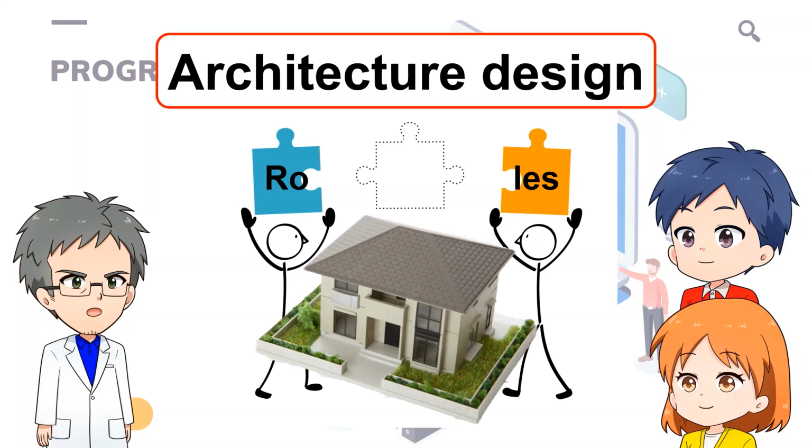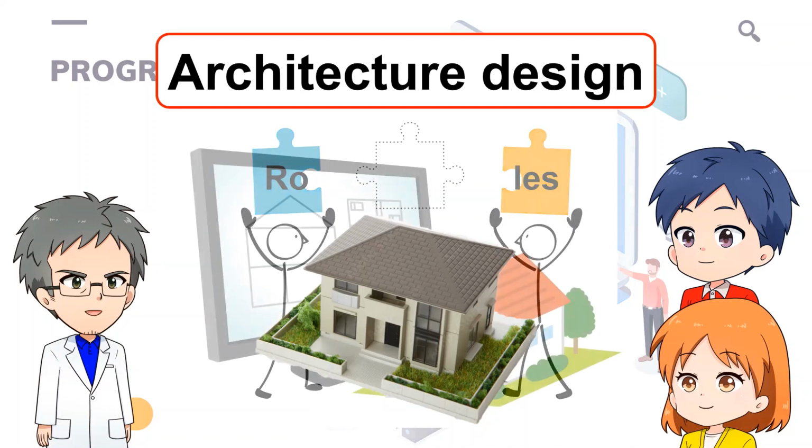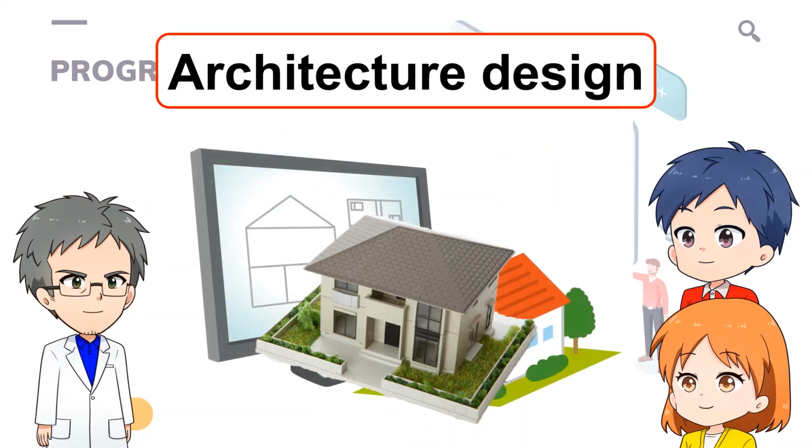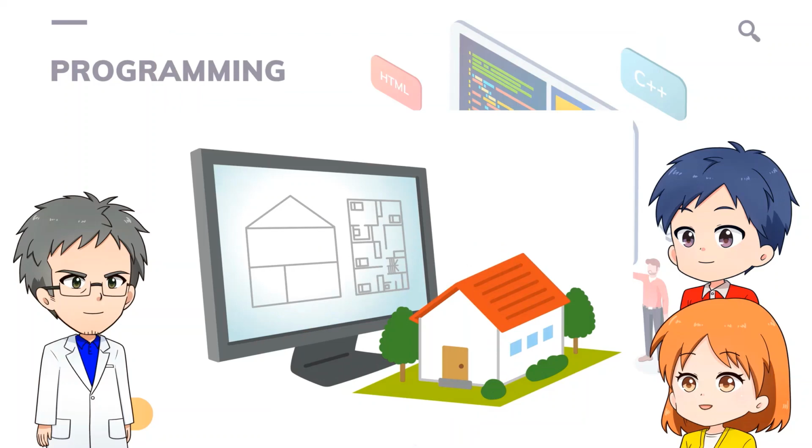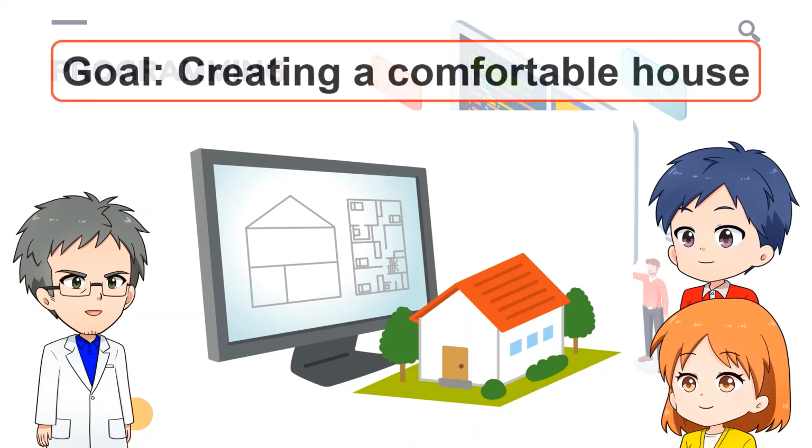In Japan, they call it structure design. We are going to think of the program shape just like building a house. When designing a house, we have to decide how many floors, how many rooms, and how big the house will be. We want to make a comfortable house, right? That's right. Our goal is a comfortable house.